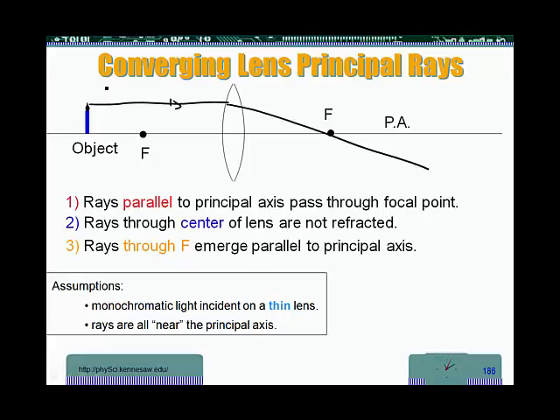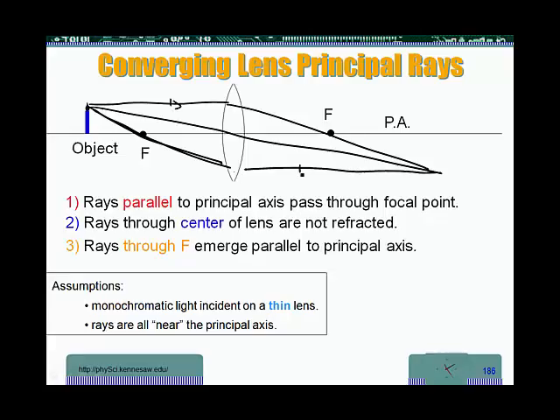And then rays through the center continue straight. And then rays passing by the focal point come out parallel to the principal axis. All rays are going to meet where the image is formed.